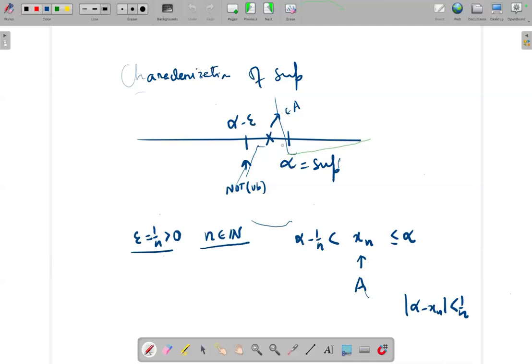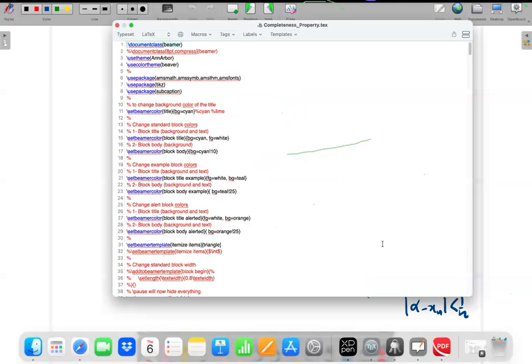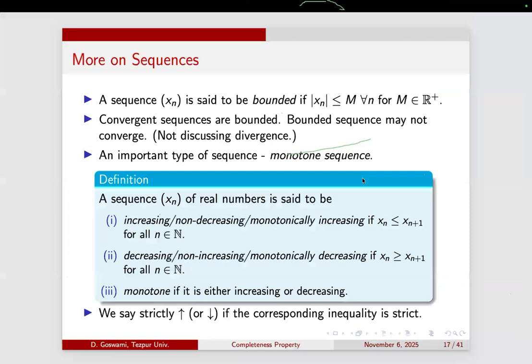So one can always manipulate the sequence to make it non-increasing, but we can make xn so that xn increases depending on how I choose my 1 by n. So that's why it is important for us that in the characterization of supremum, we have obtained a sequence which converges to the supremum, and this xn is increasing. We call such a sequence a monotone sequence. So that's why it is important for us to understand what a monotone sequence is.